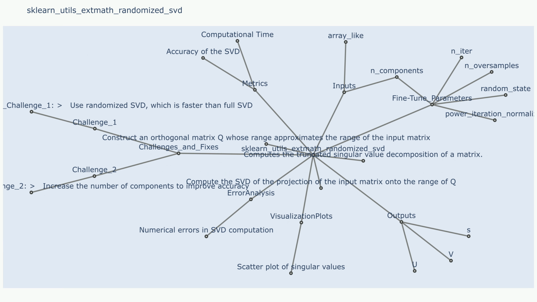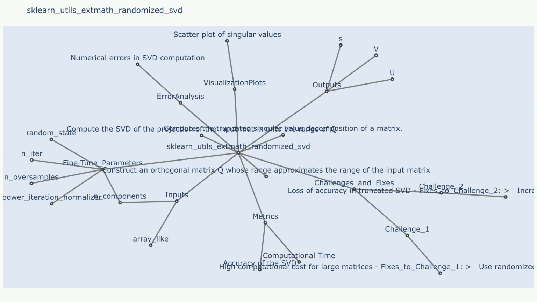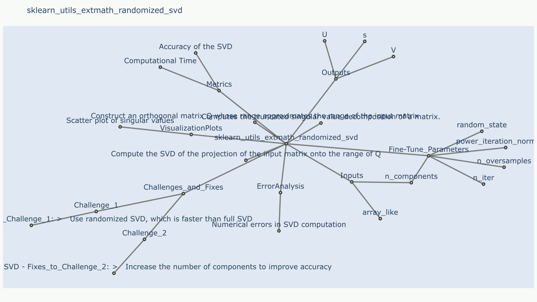n_oversamples. This parameter controls the number of extra singular values and vectors to compute. Increasing this parameter will improve the accuracy of the algorithm, but it will also increase the computation time. Uncertainty methods: bootstrap. The bootstrap method can be used to estimate the uncertainty in the computed singular values and vectors.